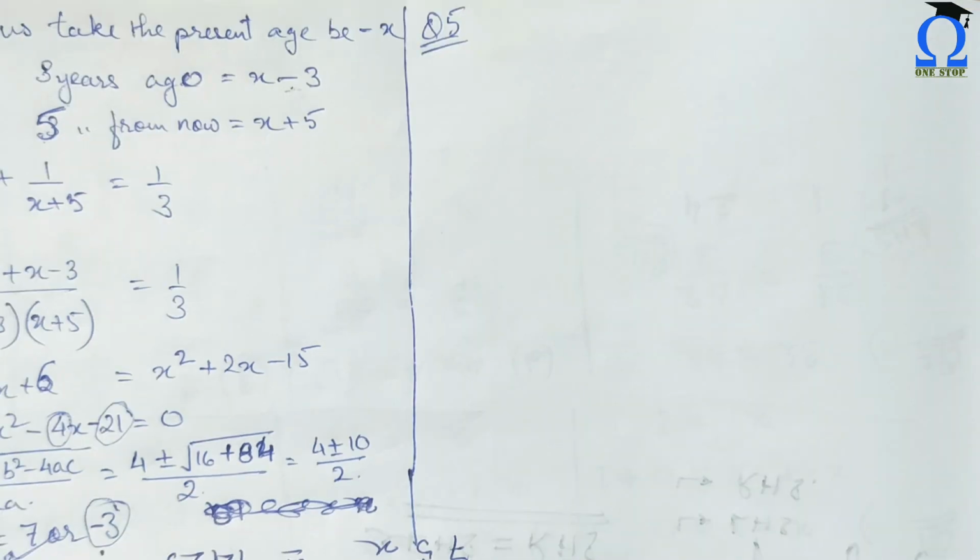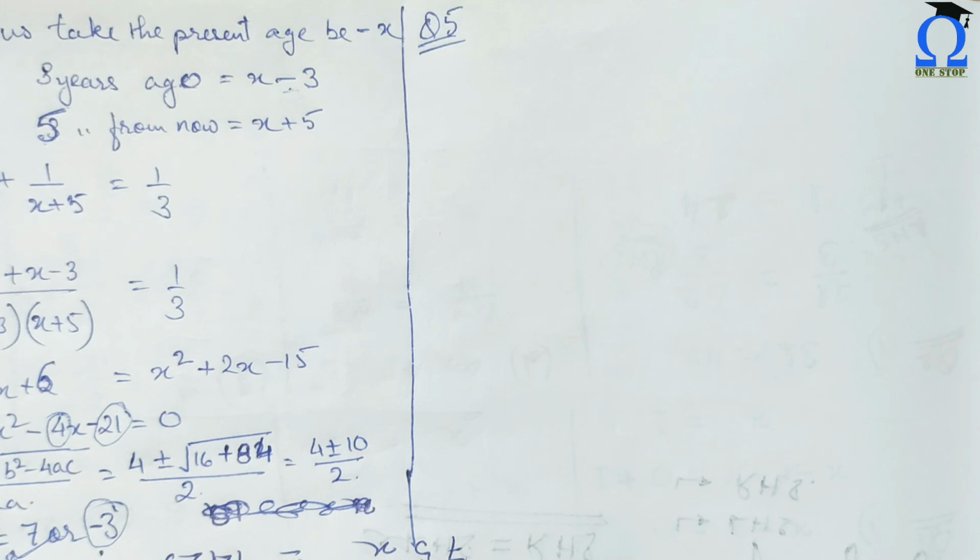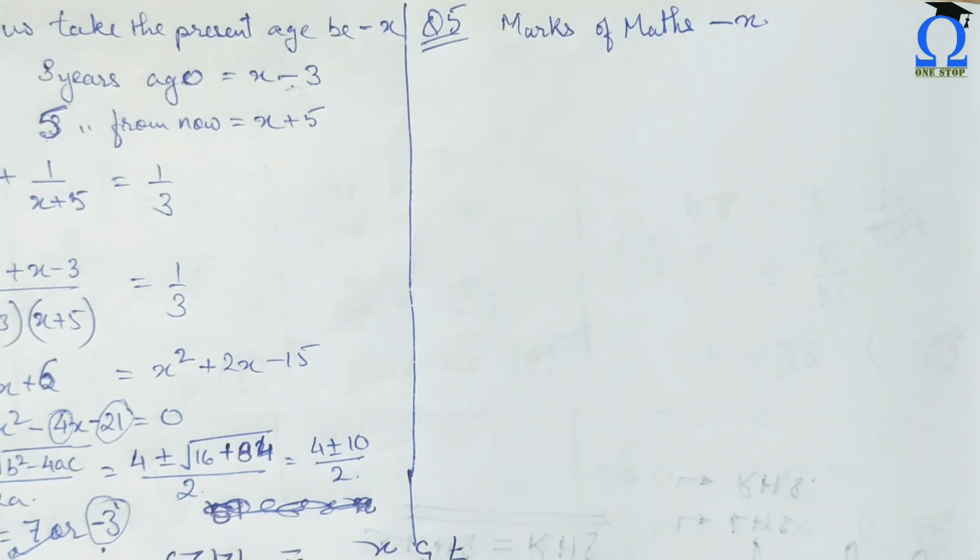Understood? Now let us move on to the next question, that is question number 5, in which they are saying that the sum of Shefali's marks in maths and English is 30, and if she would have got 2 marks more in maths and 3 marks less in English, then their product would have been 210. Now let us take the marks of maths to be x, and therefore the English marks will be 30 minus x.